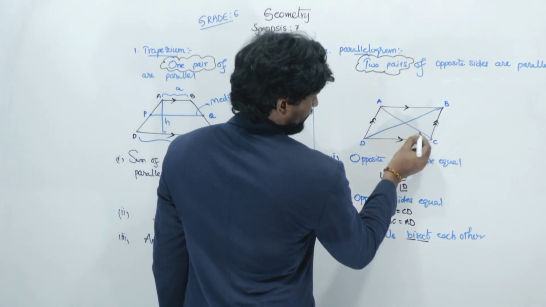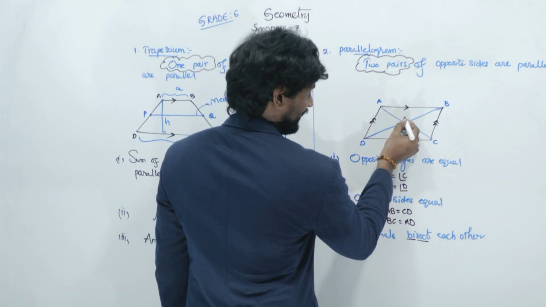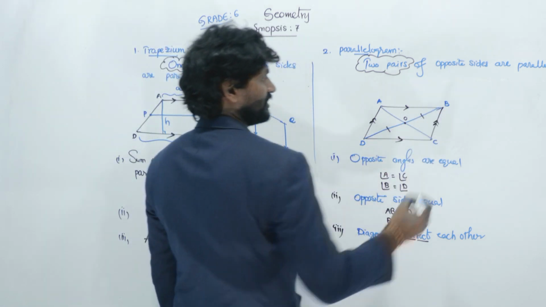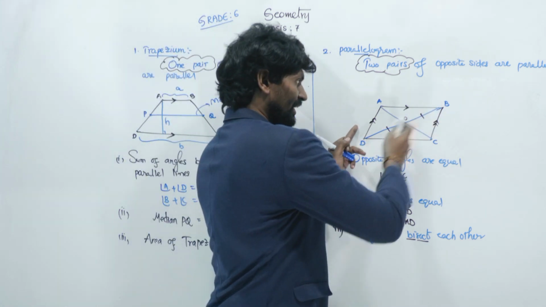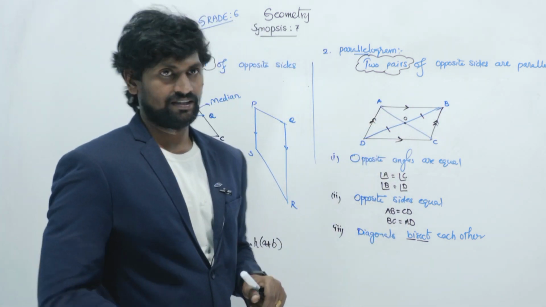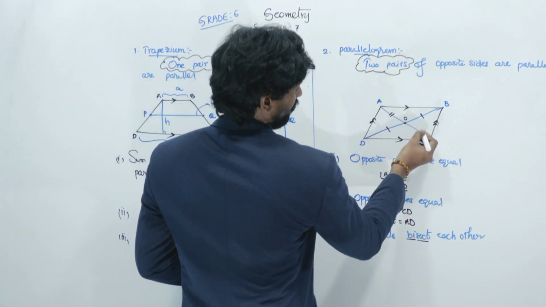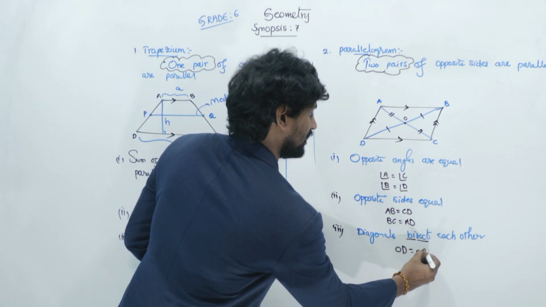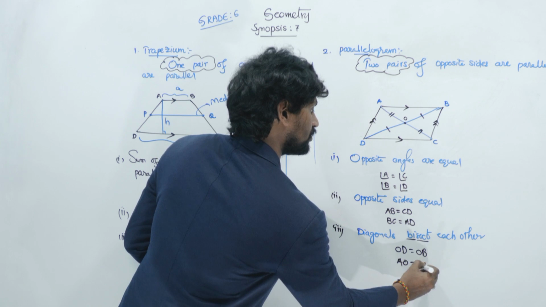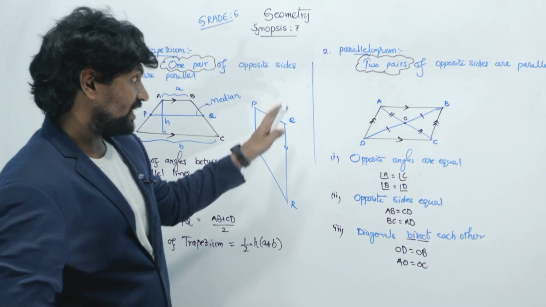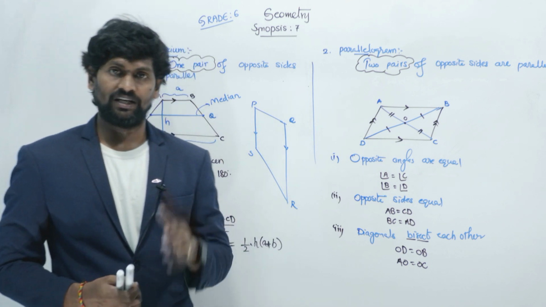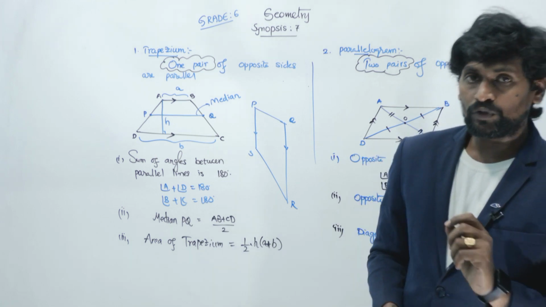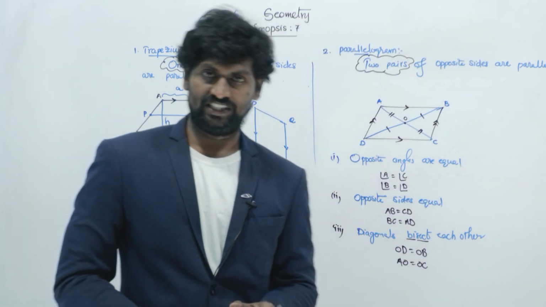That means AC and BD are intersecting at a point, let us call it O. That means OD distance equals OB distance. That means the diagonal BD is divided into two equal pieces. Same way, AO and OC are equal. Diagonals bisect each other means OD length equals OB length, AO length equals OC length. These three are the most important properties of a parallelogram. What are they? Opposite angles are equal, opposite sides are equal, diagonals bisect each other.